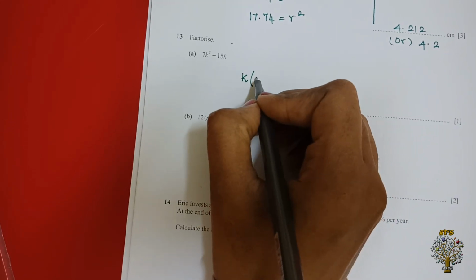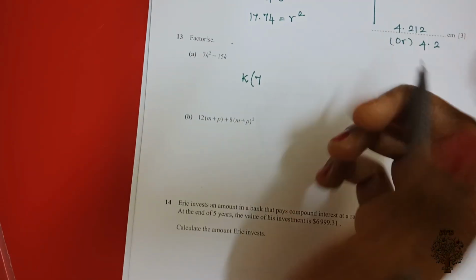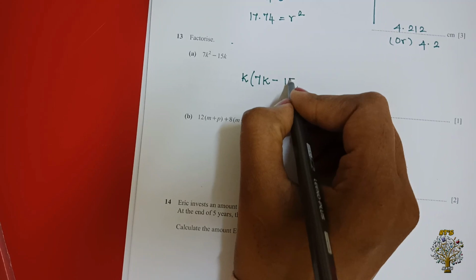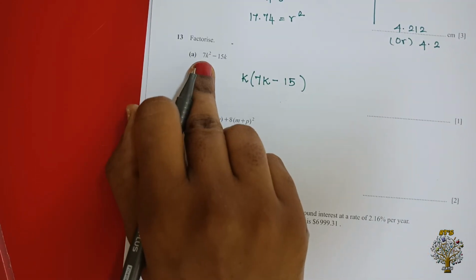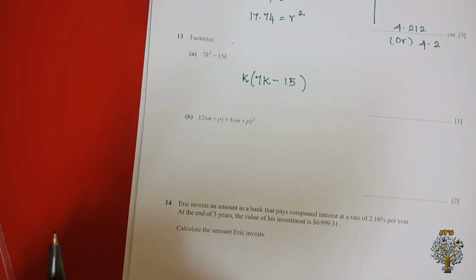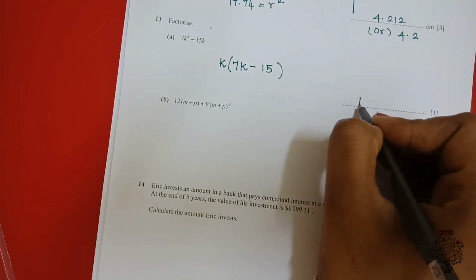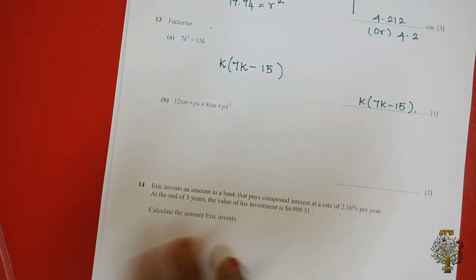Other things write as such. K square means 2 k's are there, 1k already we have taken out, so 7k minus 15. When you multiply k inside, the same will be coming back. In that case, your answer is correct. Okay, now I'll be writing here k multiplied with 7k minus 15.